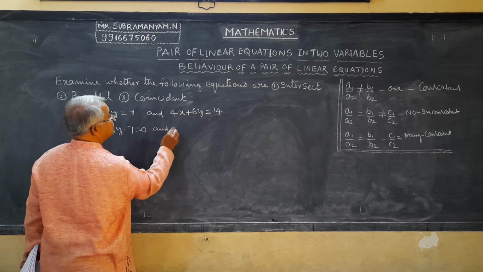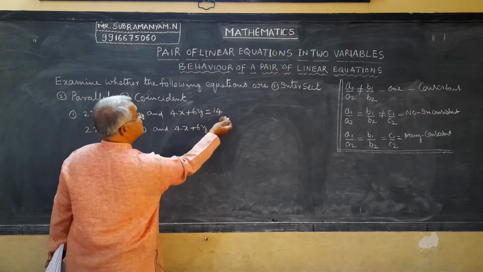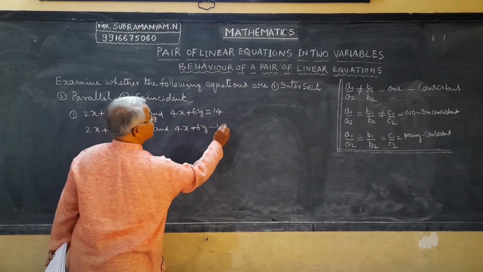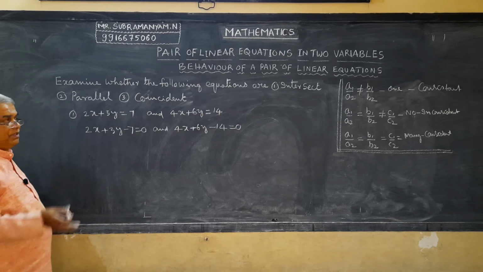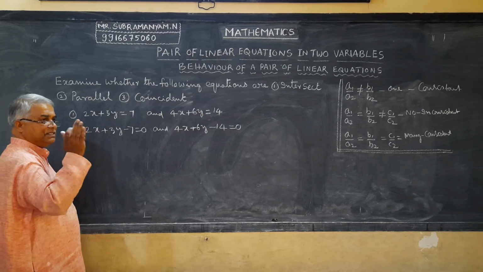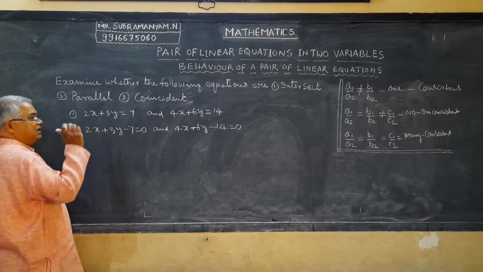And 4x plus 6y, transfer, minus 14 equal to 0. It is standard form. So when the equation is given, we should check whether it is in the standard form or not. If it is not in the standard form, bring it to standard form.